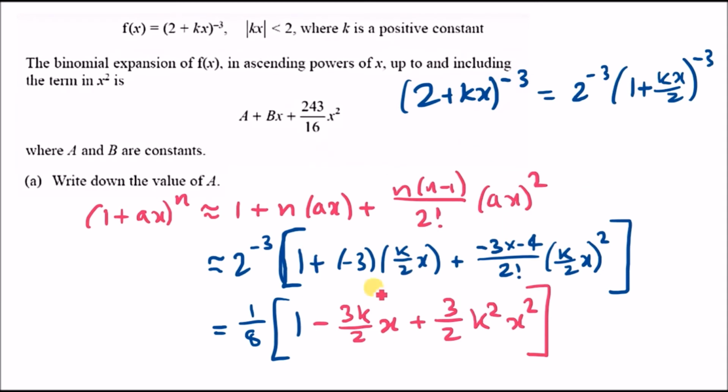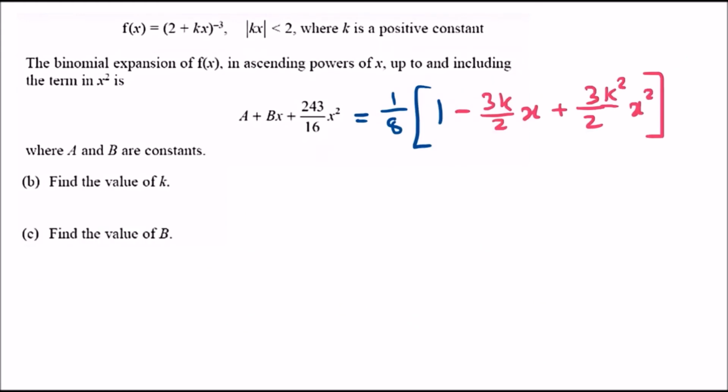And if you were to expand this, you can clearly see that the first term a is going to be 1/8 times 1, which is just 1/8. So the first value, a, is going to be 1/8. Okay, so the later ones are going to deal with b and c. So let's have a look at them right now.